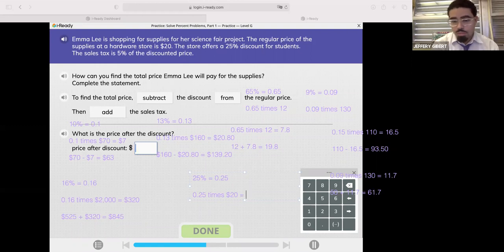You said it's how much? Well, it's not going to be 0.5. It's just going to be $5. So you just had the decimal in the wrong spot when you did your multiplication. So now that we know the discount is $5, what is the price when you apply the discount?